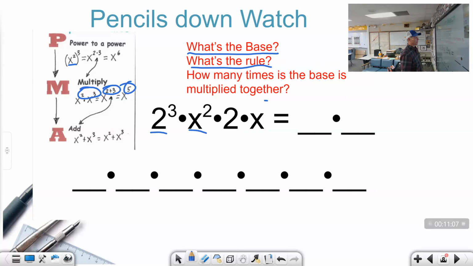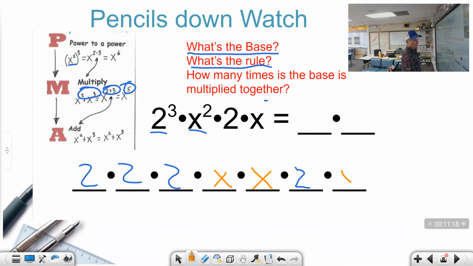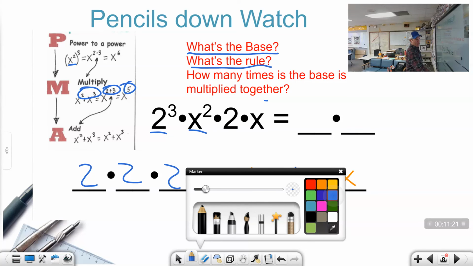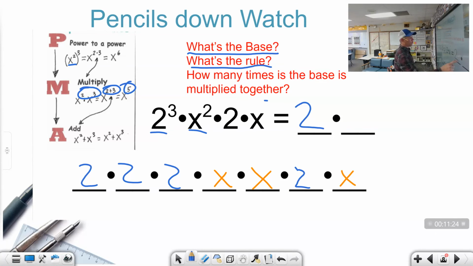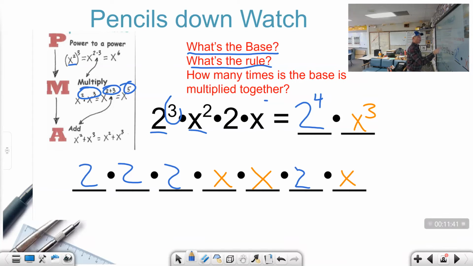How many times is the base multiplied together? So you could go to expanded form. There are 2's. There are my 2's. Let me go ahead and get my x's. And then I can count. Okay, how many 2's are there? 1, 2, 3, 4. How many x's are there? 1, 2, 3. Now, this is expanded form to prove the rule, or do you just want to say, I notice 3 plus the invisible 1 gives me the 4.